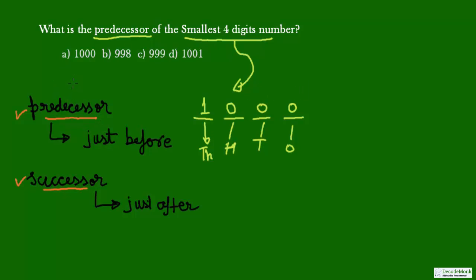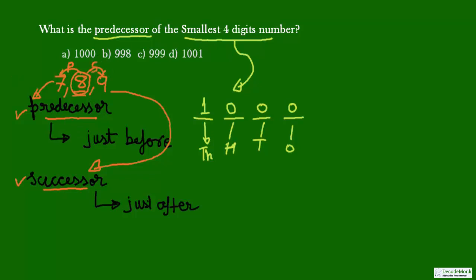For example, if you take one number, suppose 8, just before comes 7 and after 8 comes 9. So 7 is the predecessor of 8 and 9 is the successor of 8.